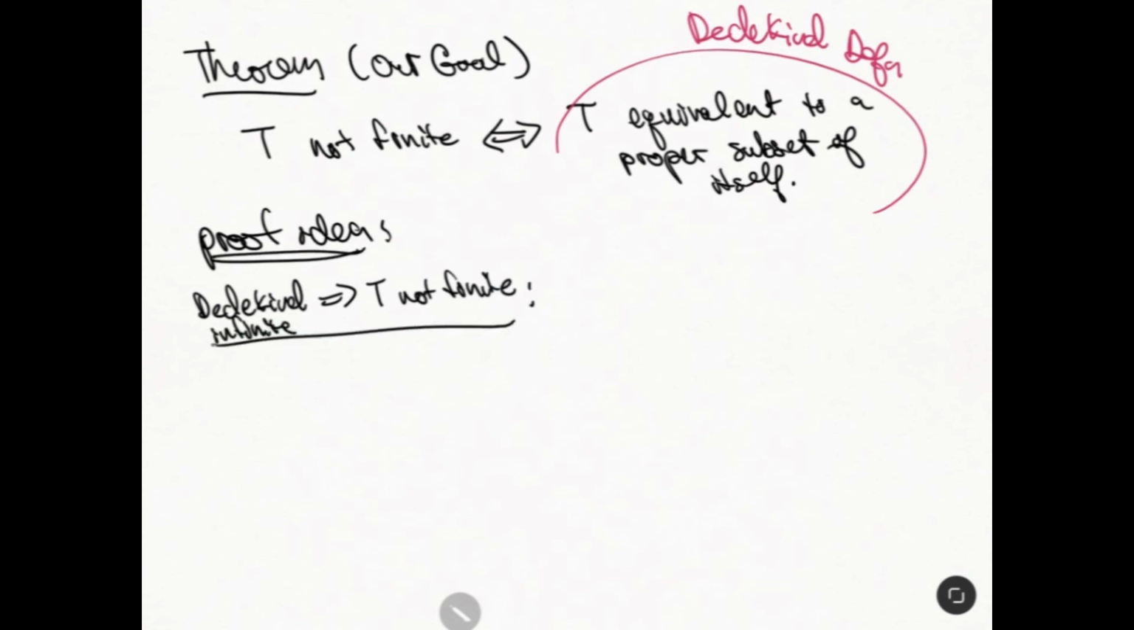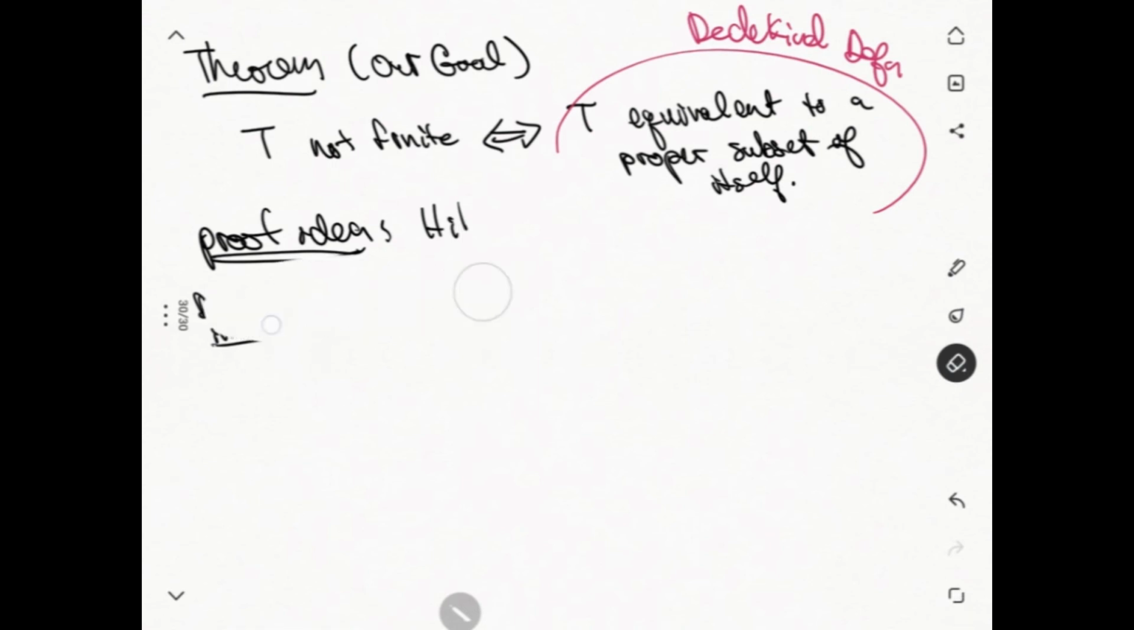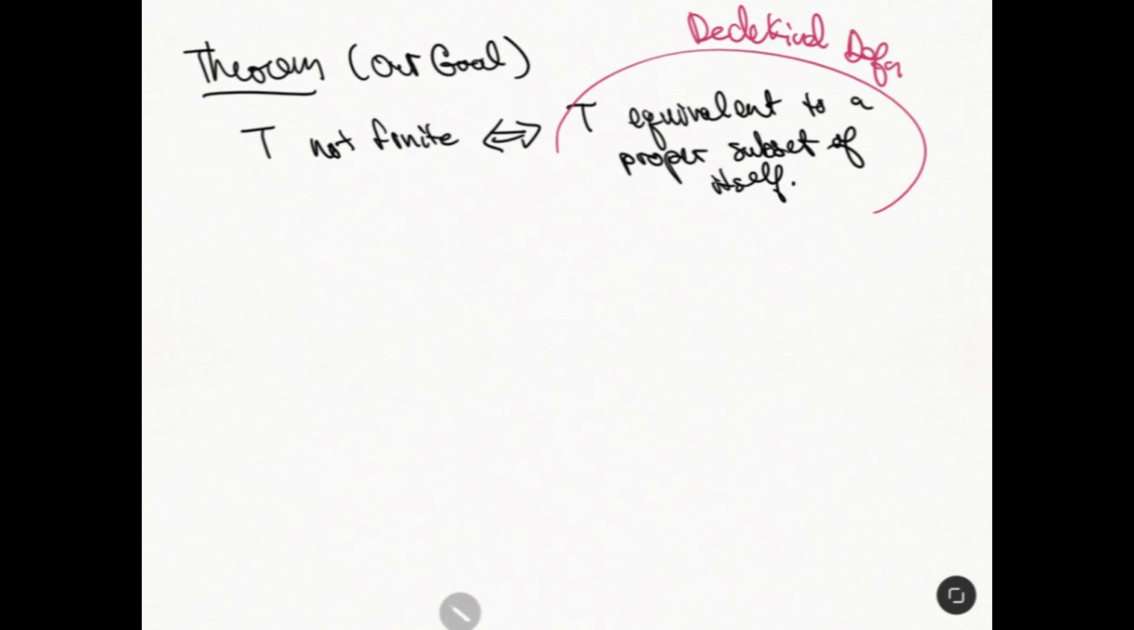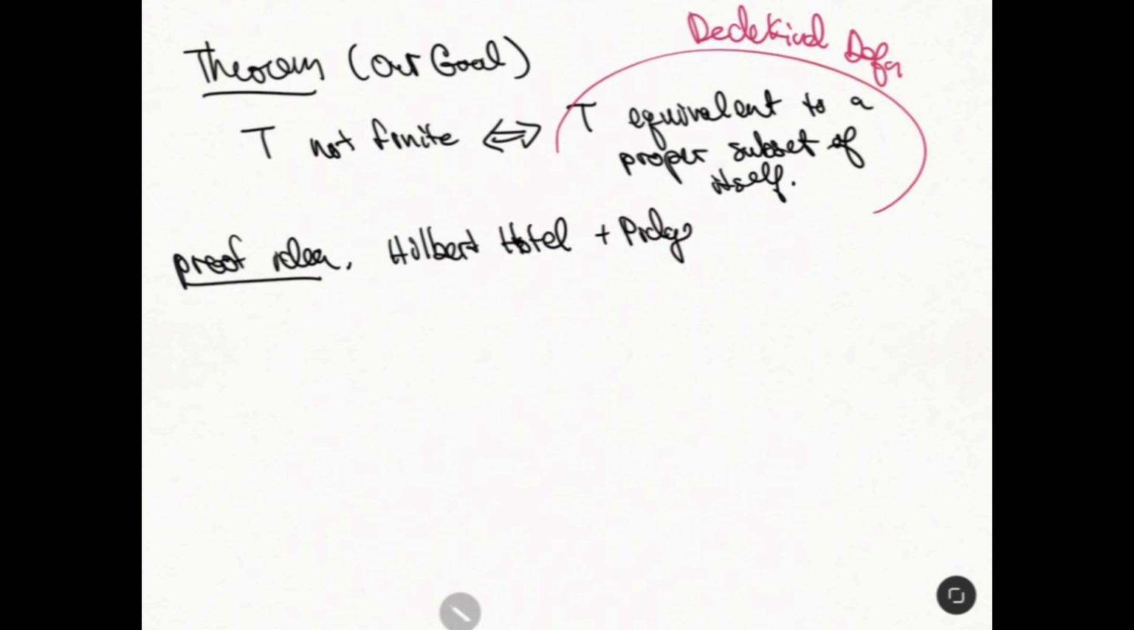Okay, sorry. The proof idea was Hilbert. Okay, let me clean this up. Let me just be more clear. The proof idea: this is a Hilbert hotel thing. That's the hard part. Hotel plus pigeonhole. So that's the motto if you ever forget what the thing is.